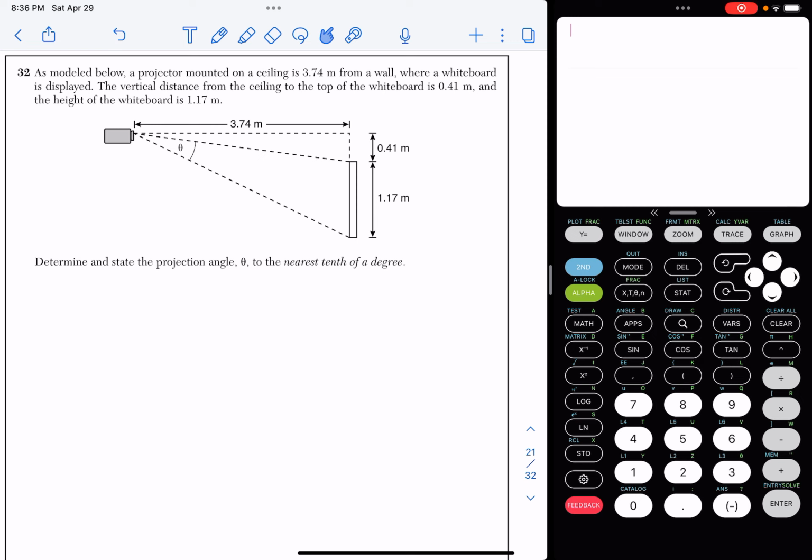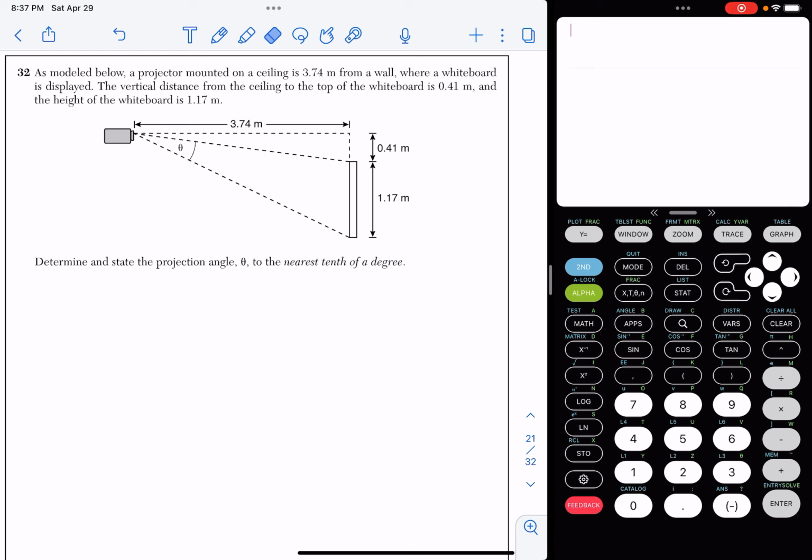Okay, so if we take a look at this, this is what I like to call a double trig problem, because I can see that I'm going to be using SOHCAHTOA here, but there's really two triangles that I need to use, hence the double trig. And the triangle that theta is in is not a right triangle, so I can't just use SOHCAHTOA. I've got to find another way to figure out what theta is.